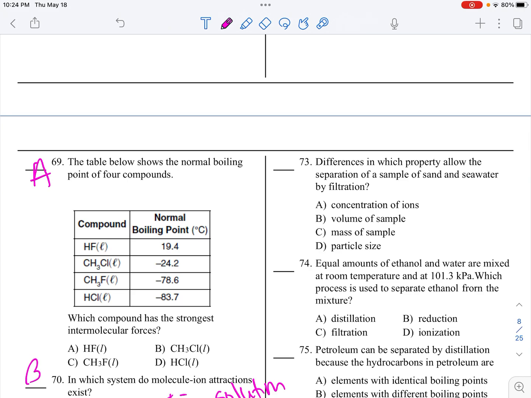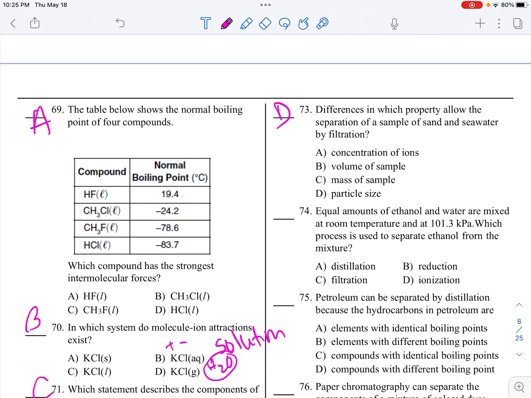Differences in which property allow the separation of sand and seawater by filtration? How about particle size? Sand is big particles that will not dissolve. Salt is small particles that will dissolve. So 73 is D.